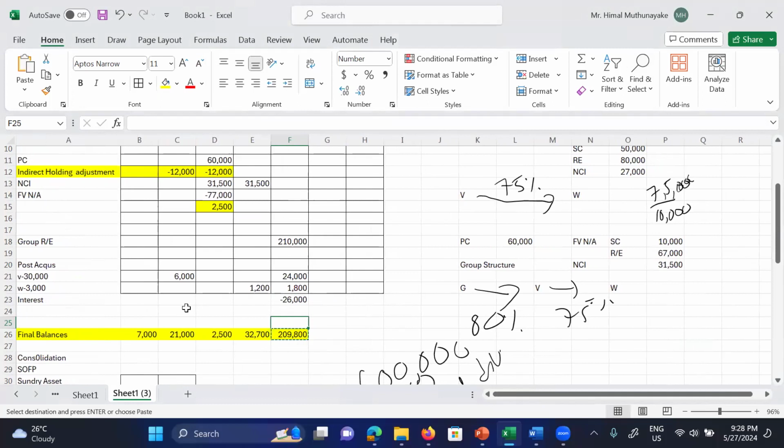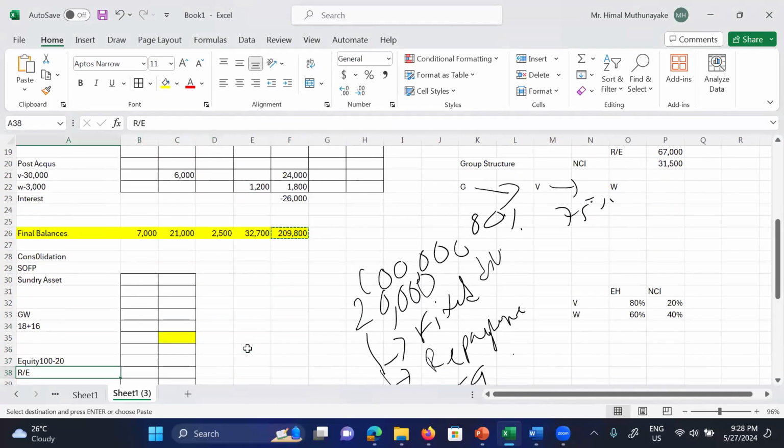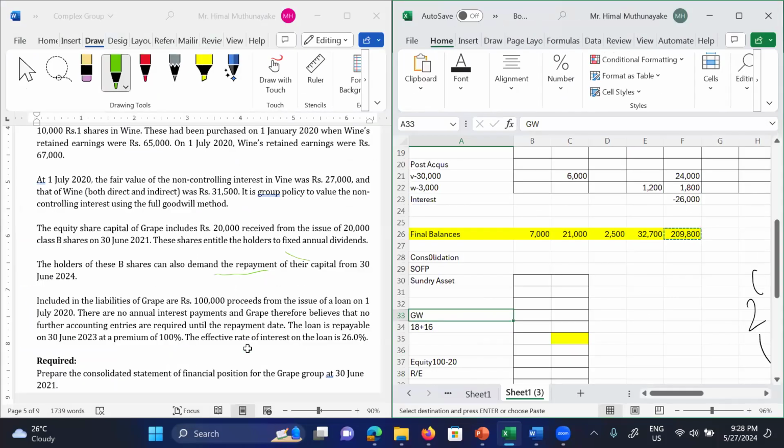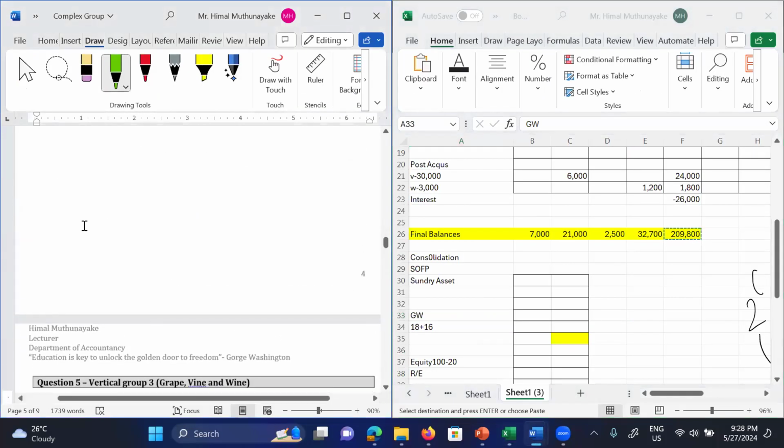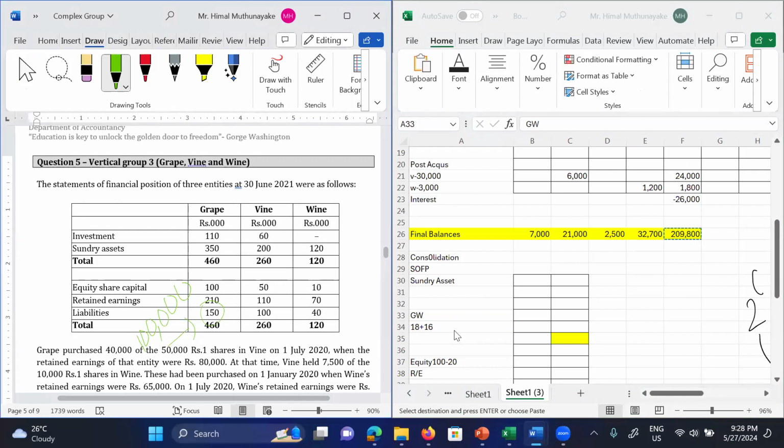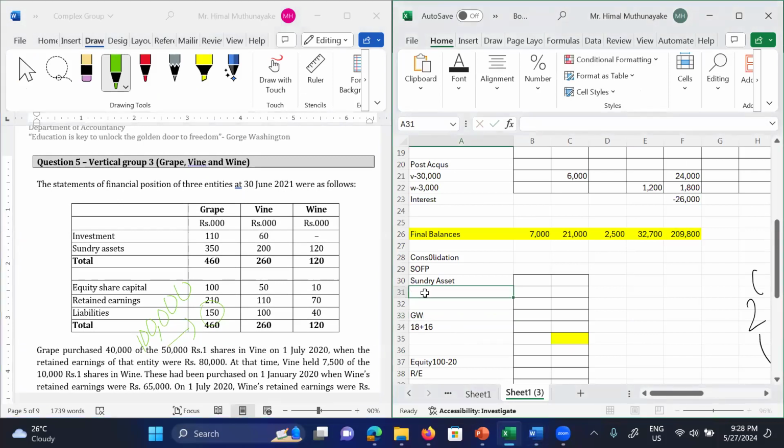Right. So I'm taking the final balances here. Then I will work on the SOFE. SOFE balances you need to get from here. Sundry assets, right? 350 plus 200 plus 120. So I'm taking from this point, right? 350, 200 and 120. So what is the balance? It is 670, right? 670.